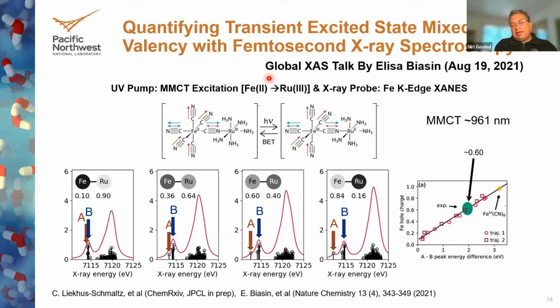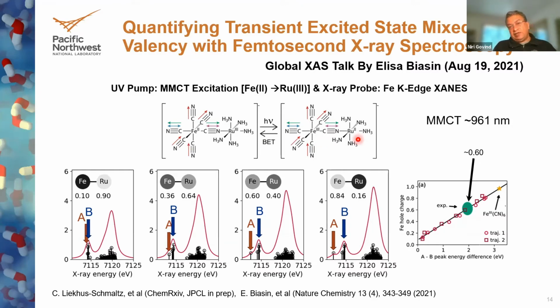So this particular slide shows the electronic side of things. So we have an iron 2 and a ruthenium 3 in the ground state. And when you shine light, which is in the near infrared, you essentially get an electron transferring from the iron 2 to the ruthenium, which makes it an iron 3 and a ruthenium 2. And this process is extremely fast.